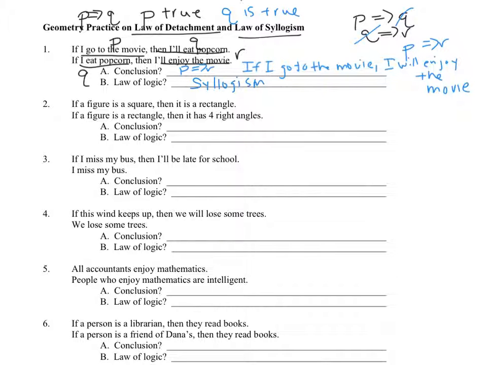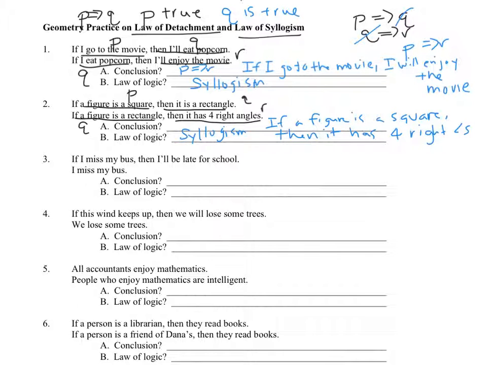Number 2, if a figure is a square, that's P, then it is a rectangle, Q. If a figure is a rectangle, that's just like our previous Q, then it has 4 right angles. That's completely new, R. So I know that P implies Q is true, Q implies R is true, then I can conclude that P implies R. So I'm going to write out the sentence. I wrote out, if a figure is a square, then it has 4 right angles. Again, that's the law of syllogism.